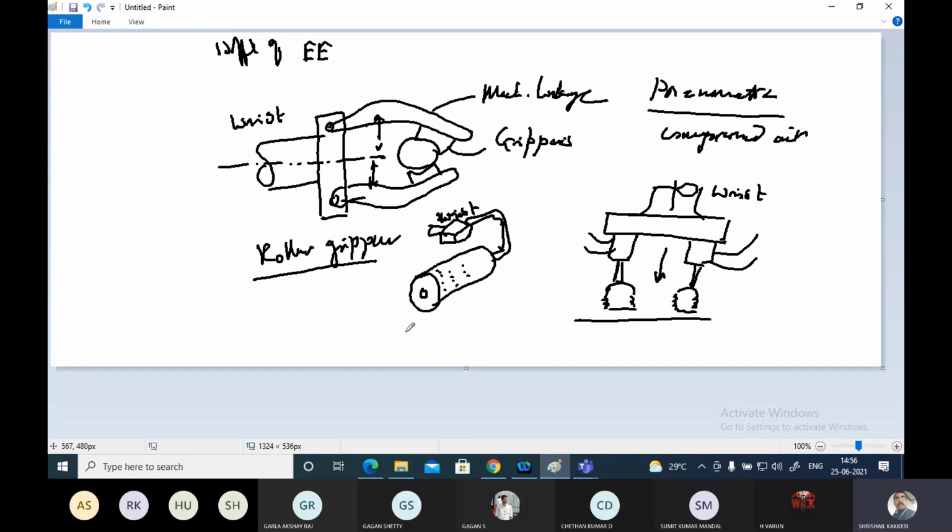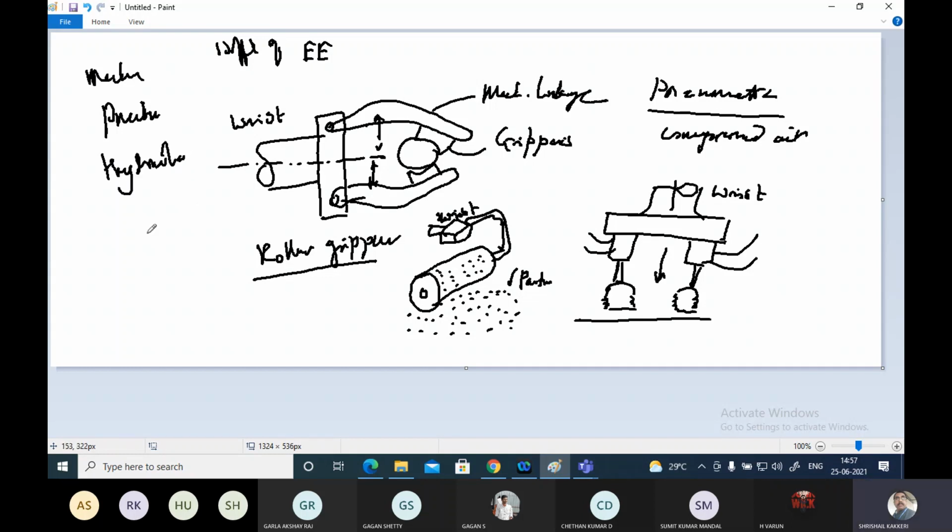Sometimes if you want to remove some particles, you want to take them. While there is no such mechanism available to remove small particles, it may be magnetic or non-magnetic. What happens? This moist sponge, while you are going to roll on this, will be collecting them. So this is called the roller gripper, and this is called the pneumatic gripper. This is called the mechanical gripper. Okay, we have three types.